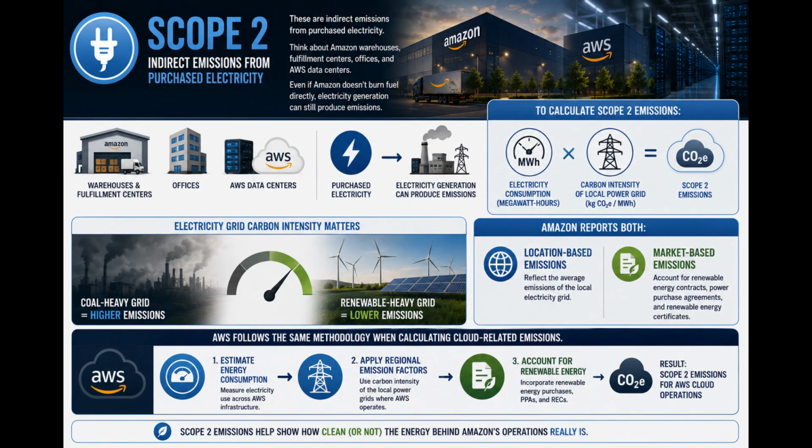Amazon reports both location-based emissions, which reflect the average emissions of the local electricity grid, and market-based emissions, which account for renewable energy contracts, power purchase agreements, and renewable energy certificates. AWS follows the same methodology when calculating cloud-related emissions. Amazon first estimates energy consumption and then applies regional emission factors before accounting for renewable energy purchases.